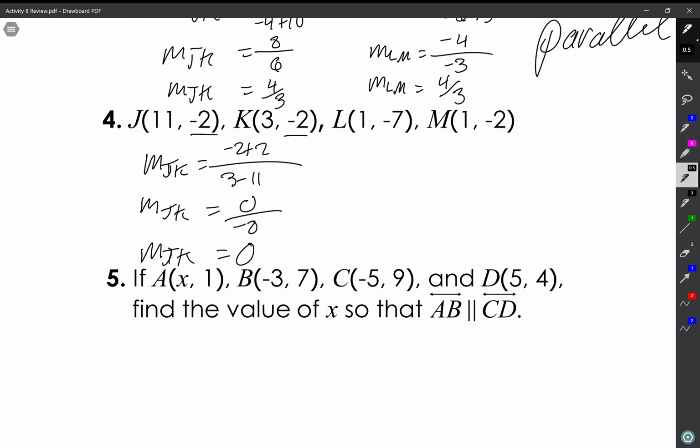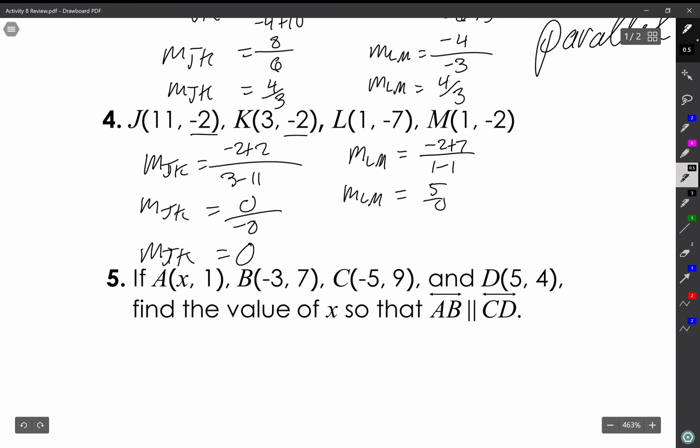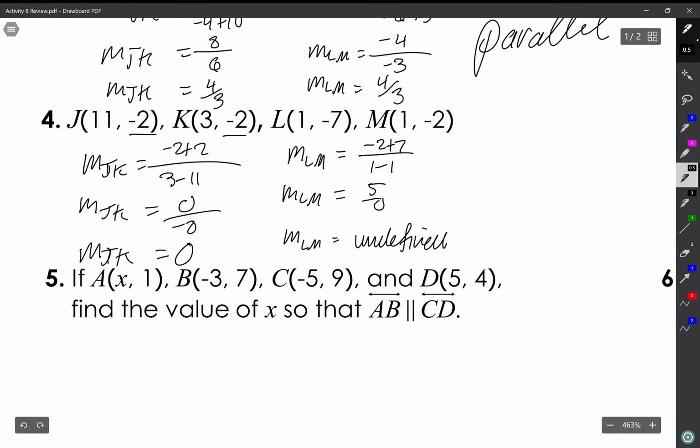The slope of LM is equal to -2 plus 7 over 1 minus 1. Oh, would you look at that? That means we're going to have a 0 in the bottom. This is 5 over 0. So our slope is undefined. Okay, which means that's a vertical line. So horizontal lines are perpendicular to vertical lines, so these are perpendicular.